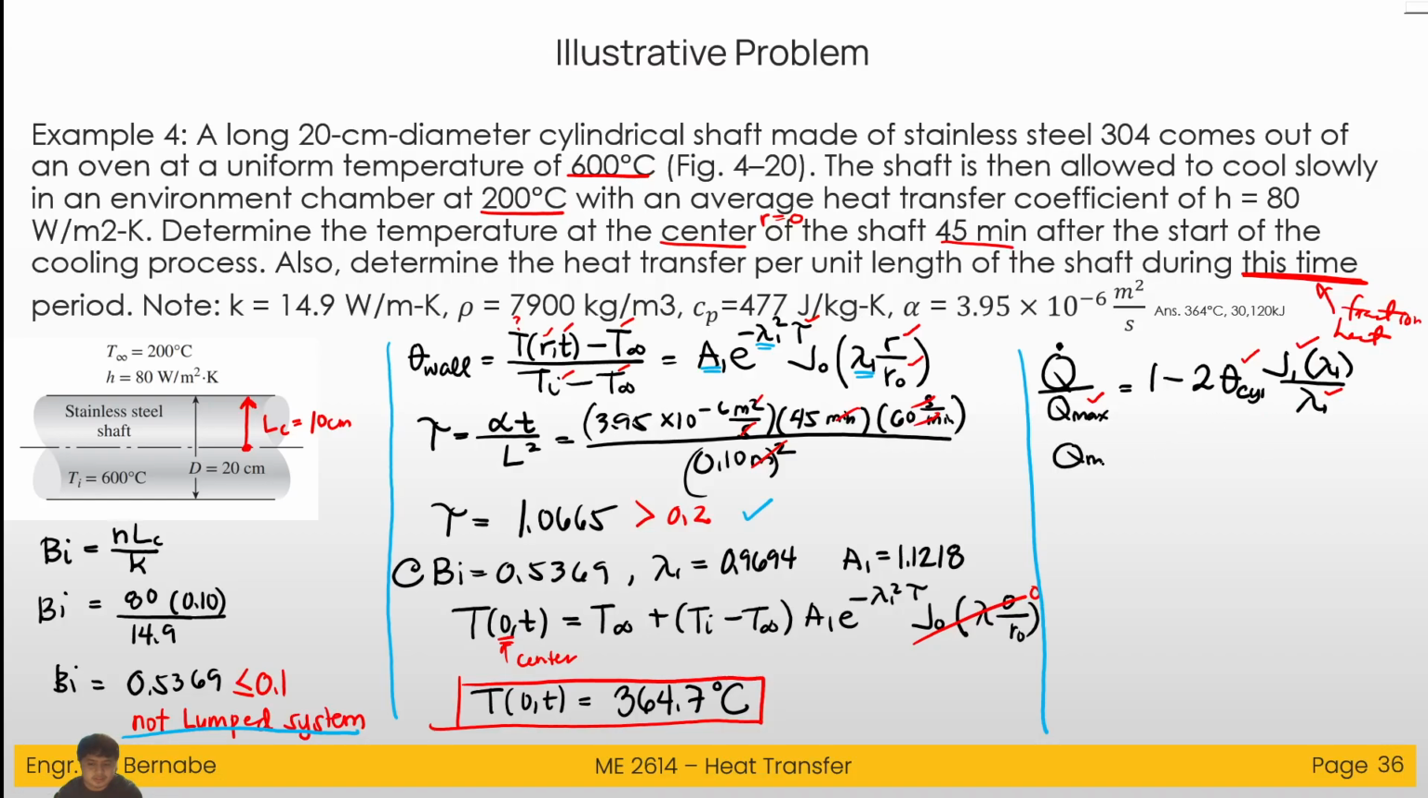So for Q max, what is Q max? This is just m Cp delta T basically. So Q max is m Cp times Ti minus T infinity.